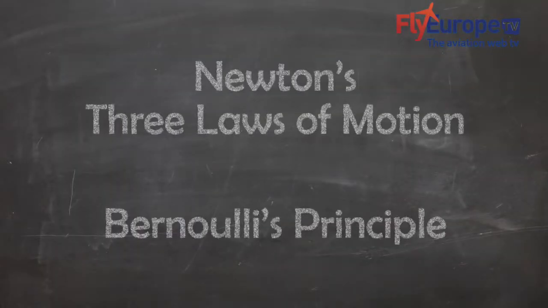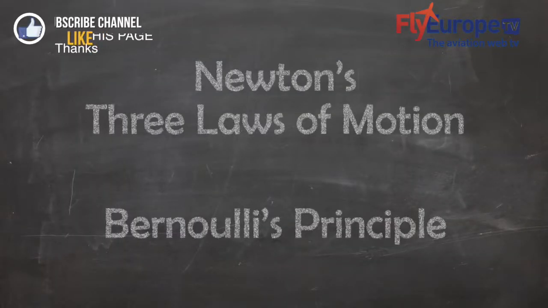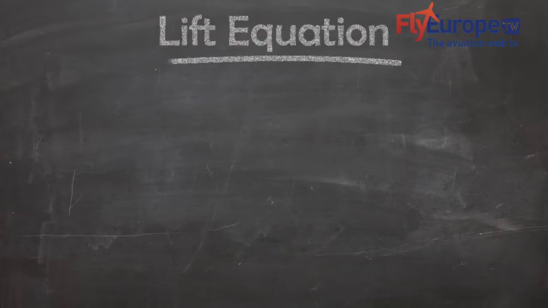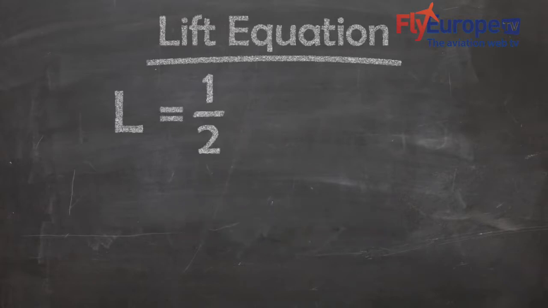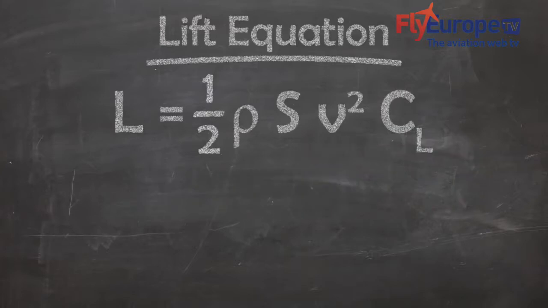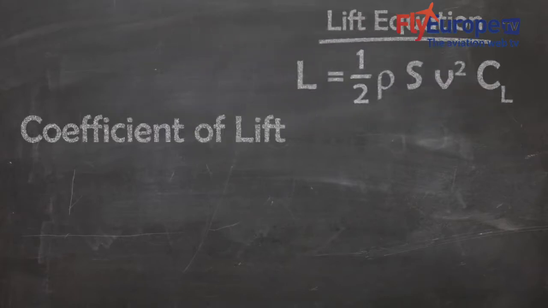Now that we've covered the two theories behind lift, let's discuss all the factors that determine how much lift is produced. The best way to discuss this is through the lift equation. Don't worry though, this isn't a math lesson. Lift equals 1/2 times the air density times the surface area of the wing times the airplane's velocity squared times the coefficient of lift. For the most part, this should be fairly straightforward. The only one that might confuse you is coefficient of lift.